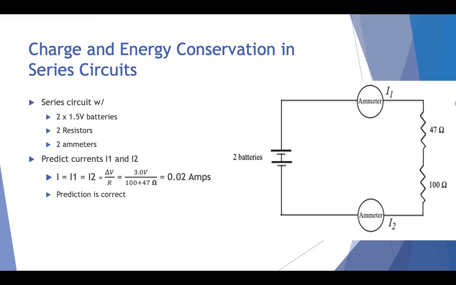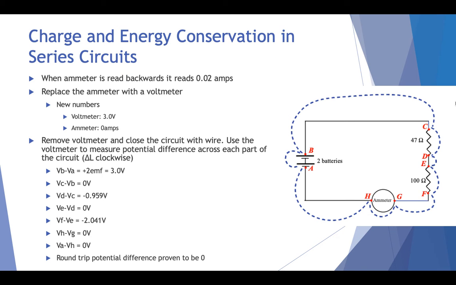So first I made a circuit in series with two 1.5 volt batteries, 2 resistors, and 2 ammeters, and predicted the currents in current 1 and current 2 to be 0.02 amps. And then using the website, we found out that that was correct. Then when the ammeter was read backwards, it was also 0.02 amps.